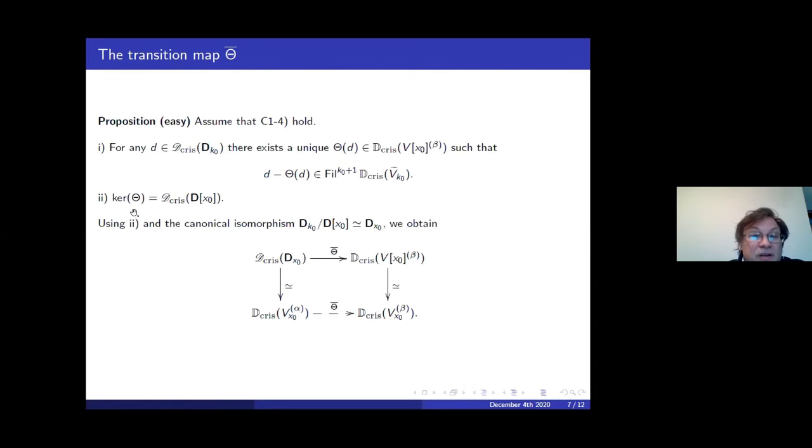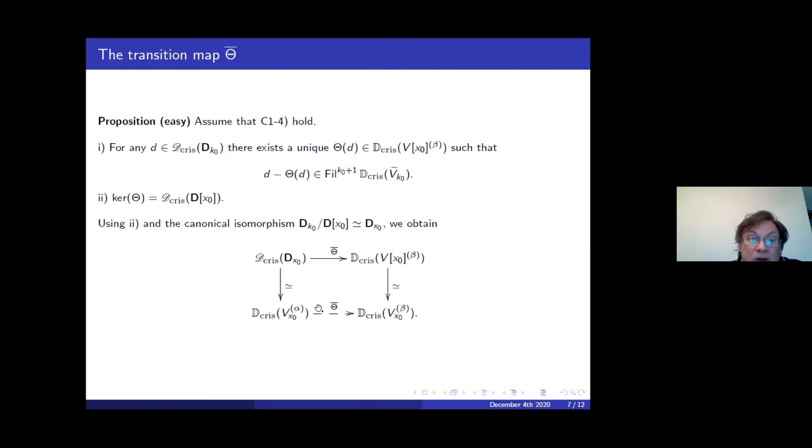This provides the following map from the crystalline module of a specialization of a triangulation D at x0 to the crystalline module of V x0 in brackets beta.